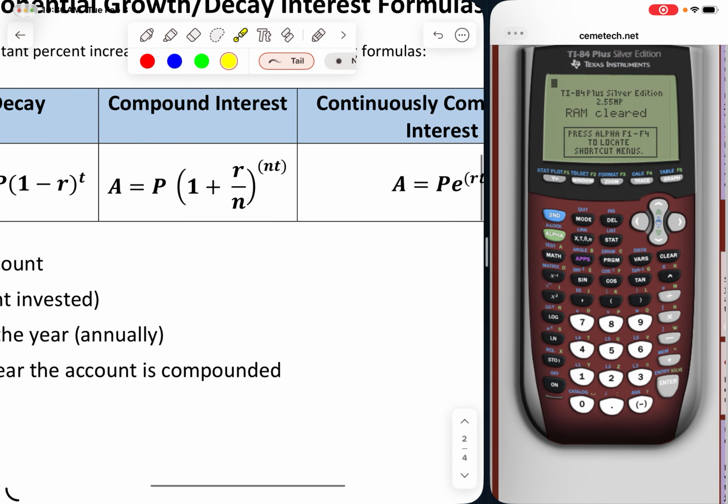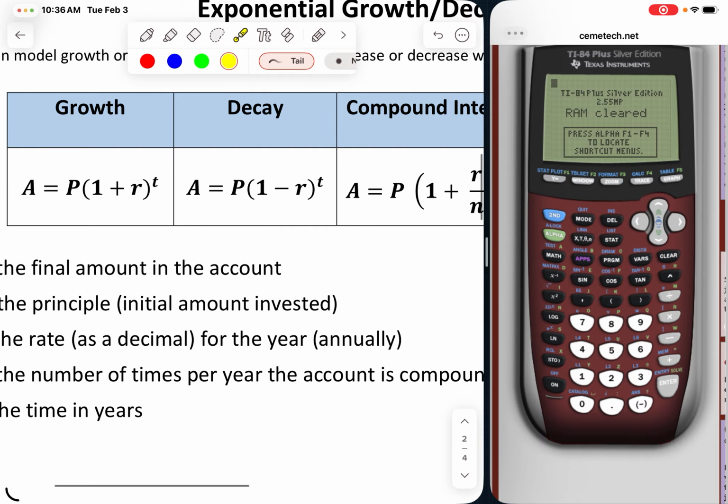All right, next we have this formula. So that was growth and decay, that's the simple interest formula. Once again, the amount is equal to the principal times 1 plus or minus the rate to the T power.